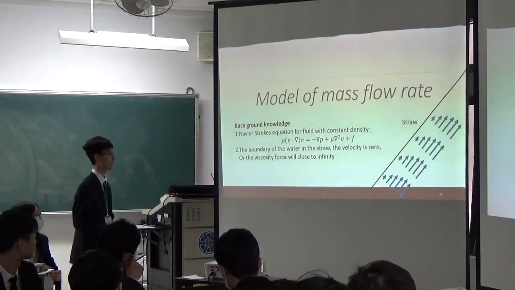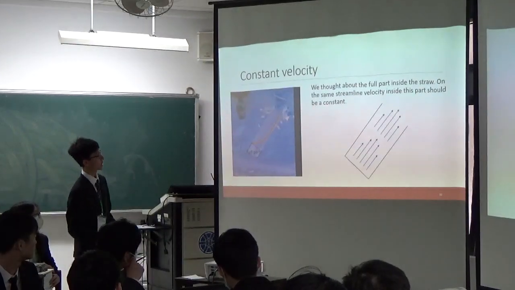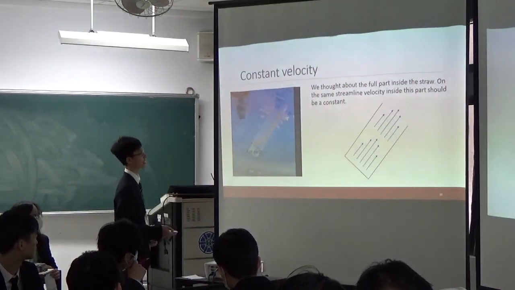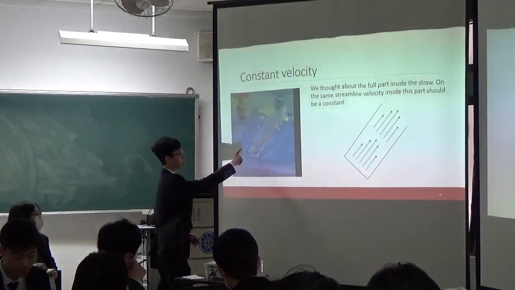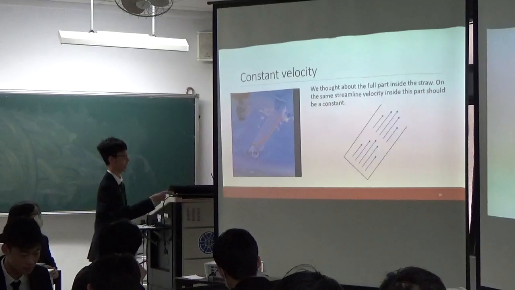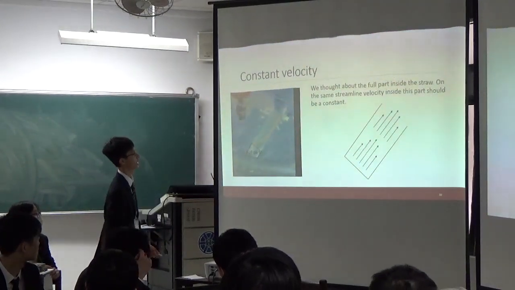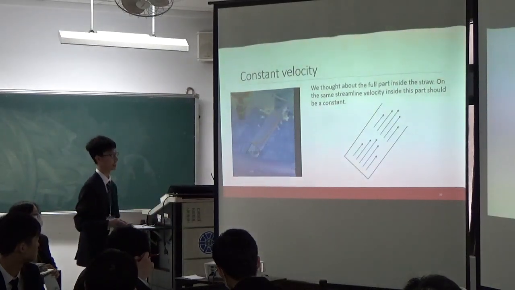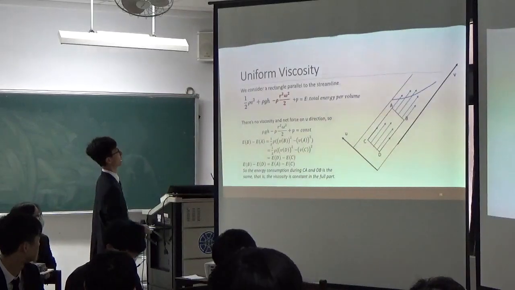Okay, that's a model, and these are some background knowledge. We thought about the flow part inside the straw on the same streamline. We defined the yellow part as the water surface, and the black part as the flow part. On the same streamline, the velocity inside this part should be a constant.